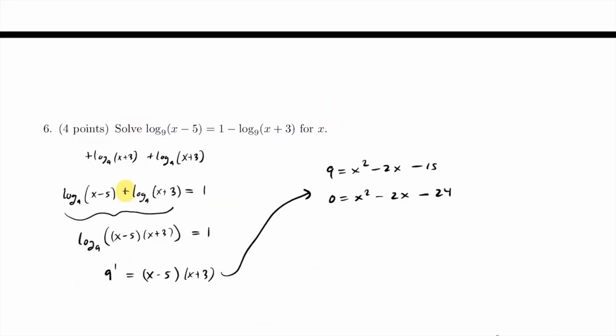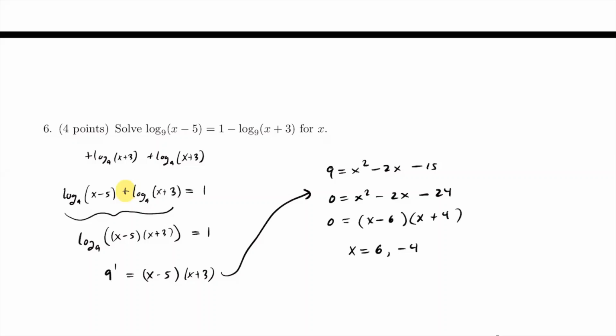And so now let's go ahead and factor this. So we have 0 equals, this can be factored into (x minus 6) and (x plus 4). So we set each factor to 0, we get x equals 6 and x equals negative 4.